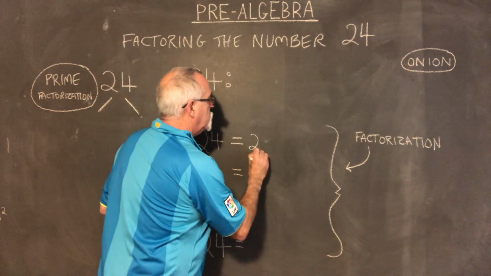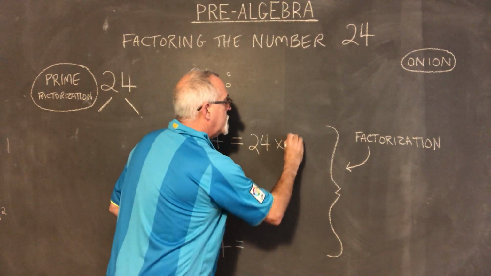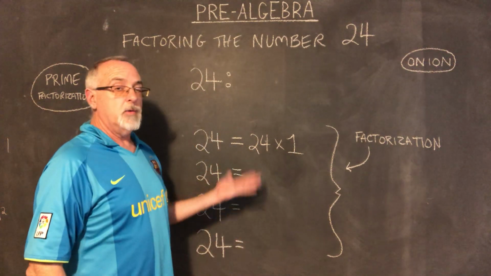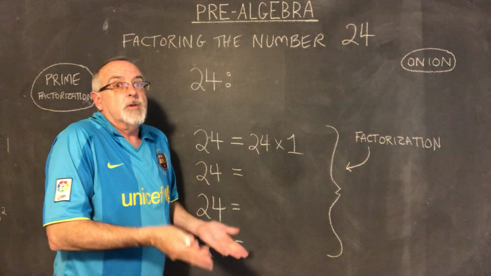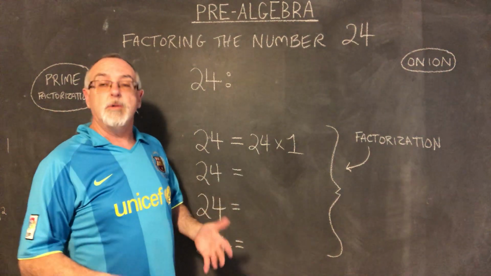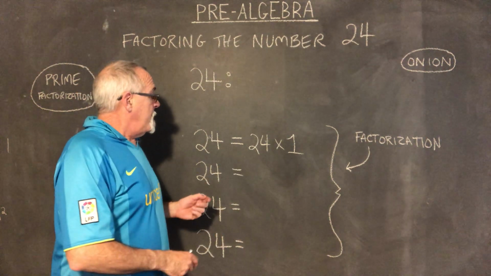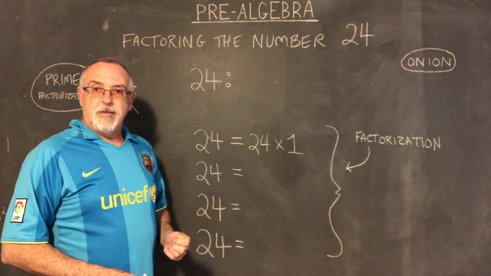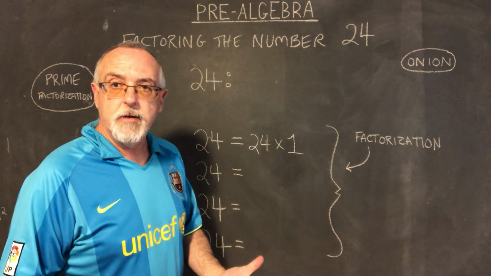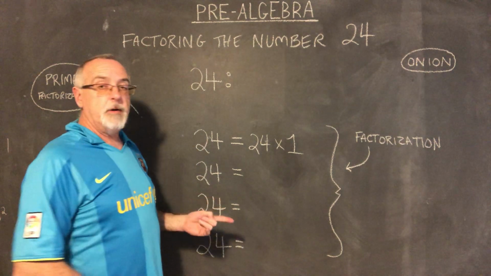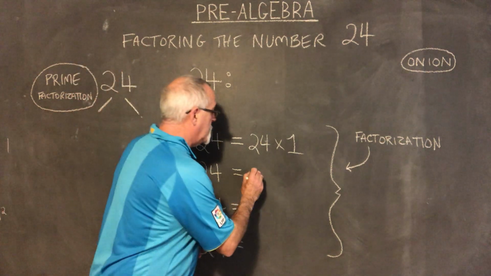24 is equal to 24 times 1. And that works because 1 and 24 are both factors of 24. We know that's true because 1 times 24 equals 24. But they're not the only factors. So what other two numbers besides 1 and 24 can you multiply together to get 24? How about 2 times 12?